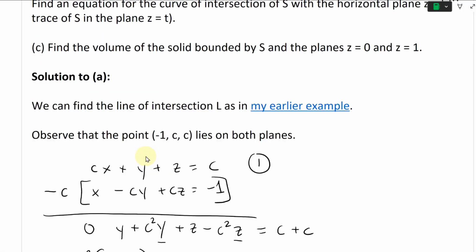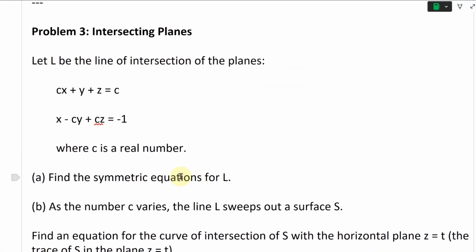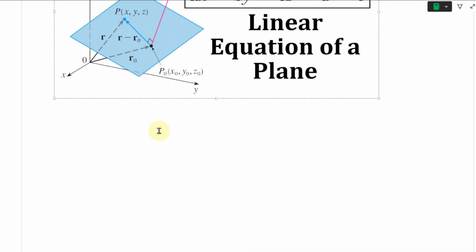Alright, so now we have a point on both planes, and hence the line of intersection. That's (-1, C, C). Another thing to note is that these are the equations of planes, and the components of their normal vectors are included inside these equations. So put a note right here.